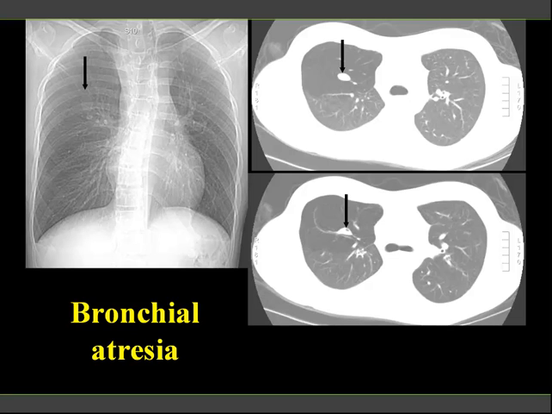So in those cases, when there is recurrence of pneumonias, you can look for sequestrations and other congenital malformations of the bronchial tree or the lung development. CT is helpful to show those features.